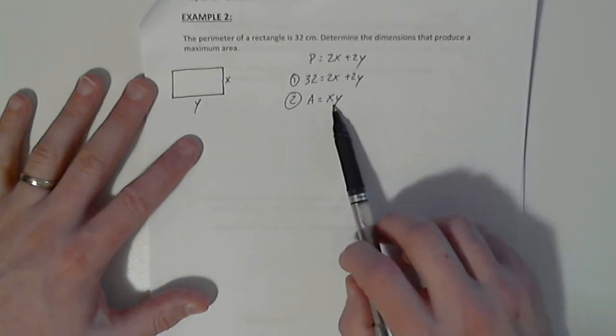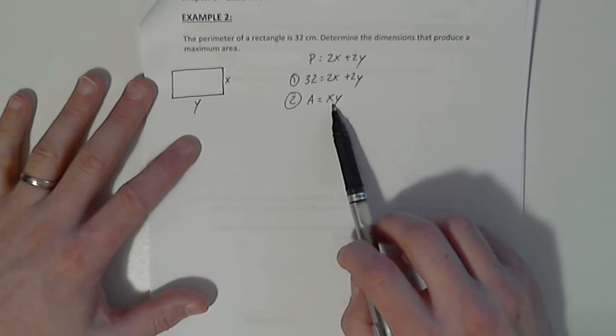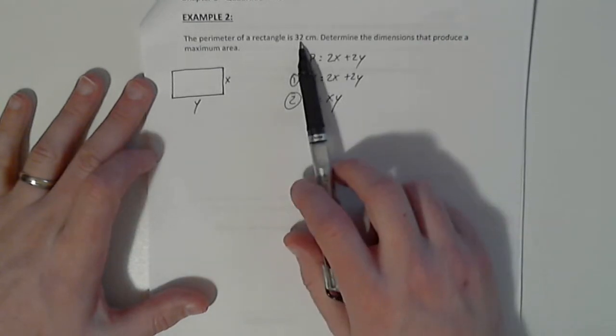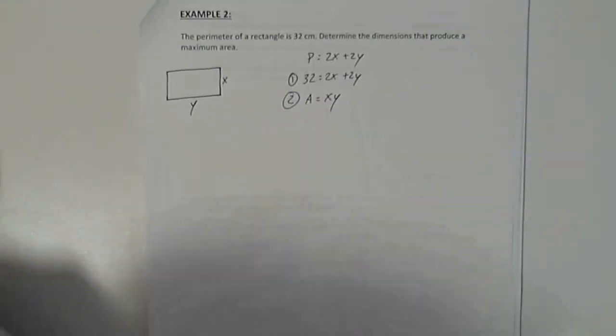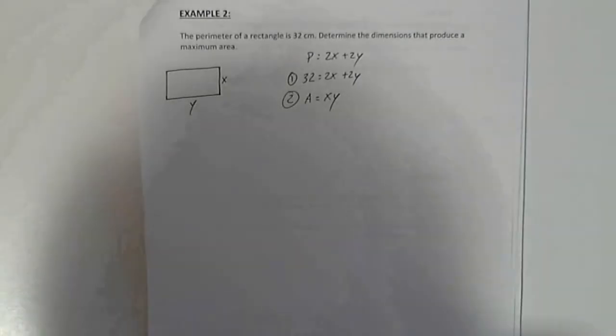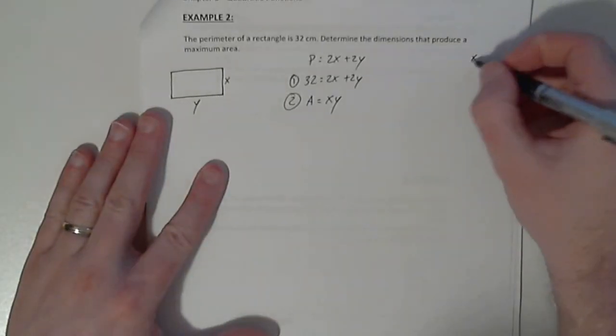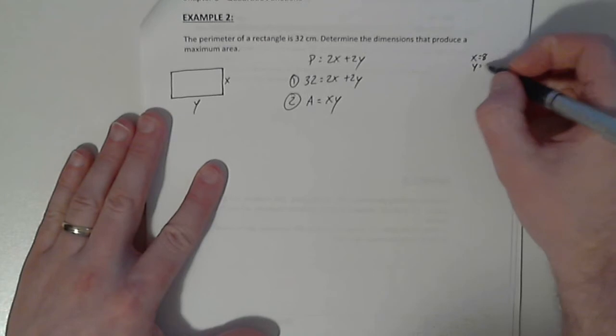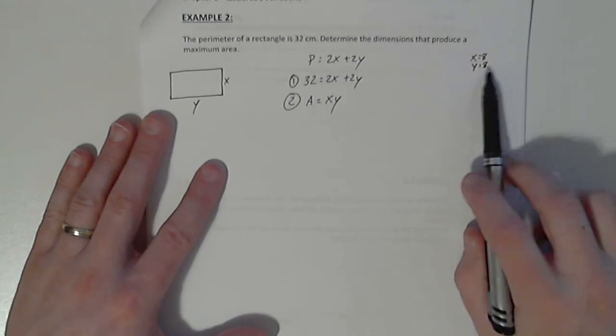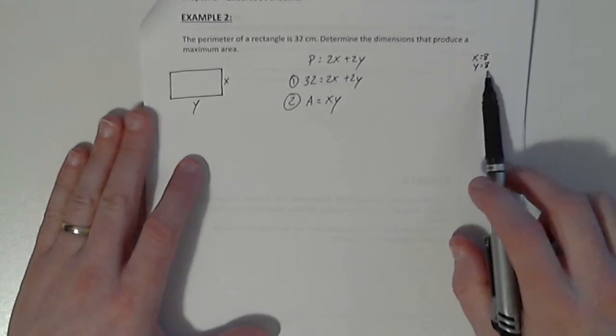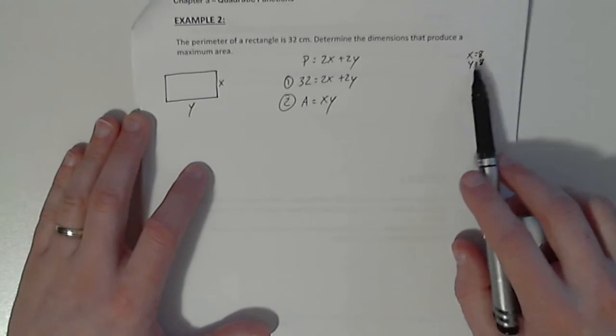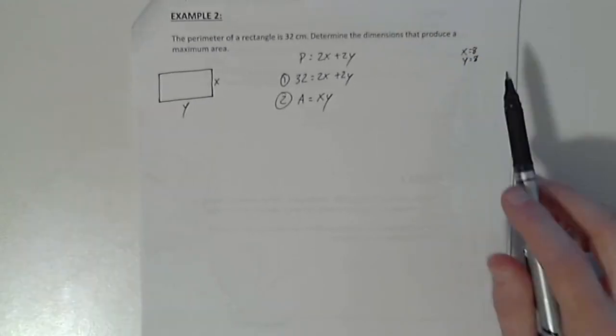There's no restrictions on this, so we should be able to tell that it should be a square. So whatever 32 divided by 4 is, which is 8. We kind of know that x is equal to 8, y is equal to 8. We already know what the answer is going to be if we're at all observant, and you will be able to tell that when we get questions like this on the test.